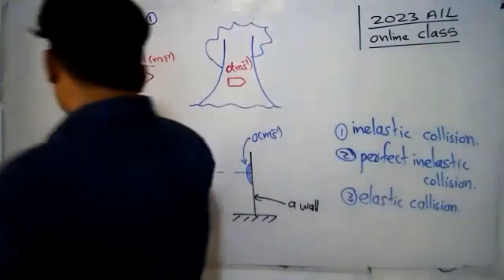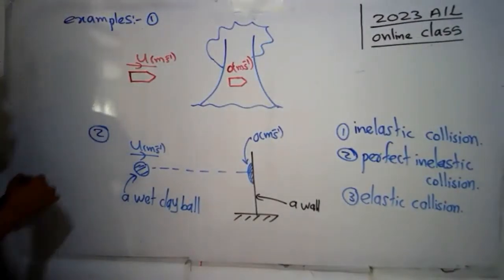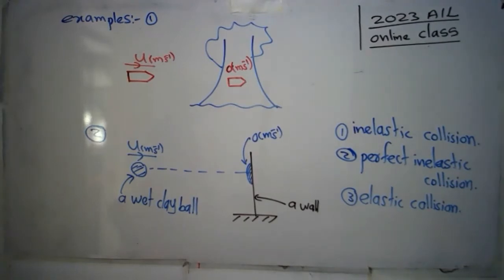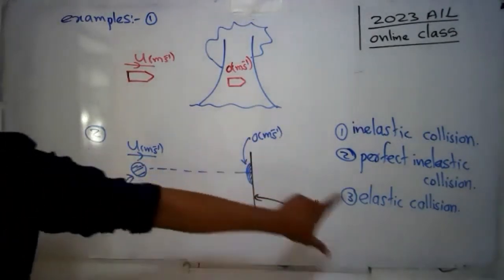So put number 2 and write: When a wet clay ball is thrown towards a wall, it collides with the wall and comes to rest on the wall. Please draw this figure. Draw this figure quick.